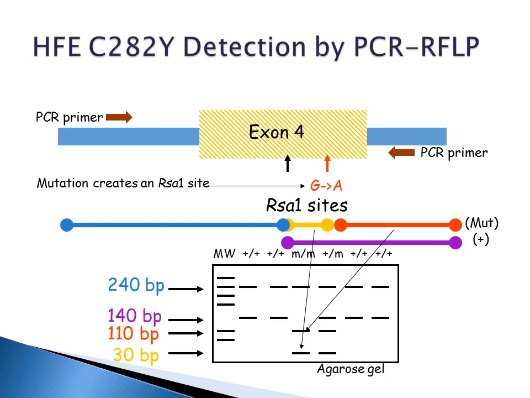When you have a mutation, in this example, it's going to create an RsaI restriction endonuclease site. So if you amplify this region through PCR and then cut with the RsaI enzyme and then run it on a gel, you're actually going to get an extra small band if you have the mutation, because it's going to generate another restriction site.